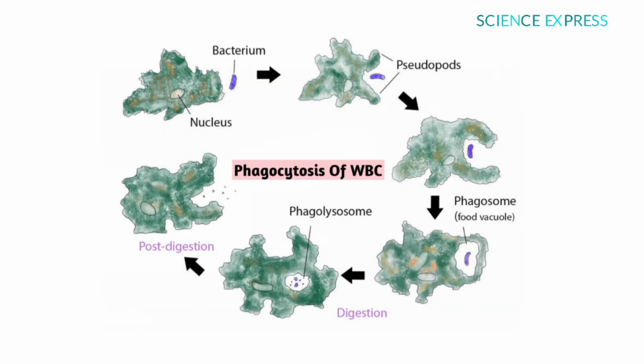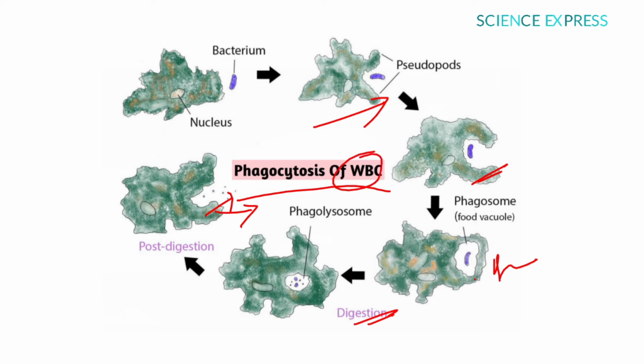Now here we can see the phagocytosis of a WBC. First, the WBC nucleus alerts the signal and it starts to produce pseudopodia and captures the bacteria. It covers the bacteria in a phagosome, or food vacuole, and starts digestion, and that particle is called the post-digestion or degrading particle. Clear? In this way, bacteria are consumed by the WBC in our body, and the WBC functions as a defense mechanism in our body.